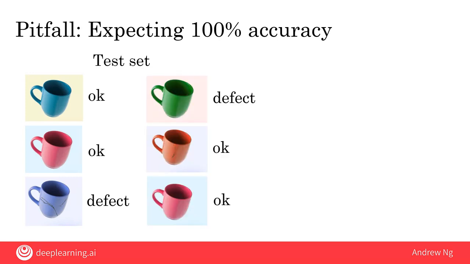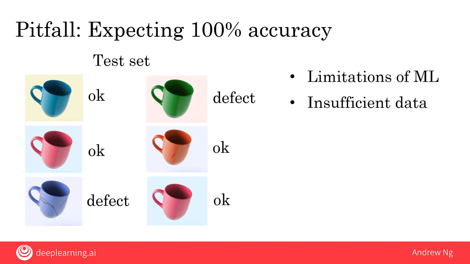Here are some of the reasons it may not be possible for a piece of AI software to be 100% accurate. First, machine learning technology today, despite being very powerful, still has limitations and it just can't do everything. And so you may be working on a problem that is just very difficult, even for today's machine learning technology. Second, insufficient data. If you don't have enough training data for the AI software to learn from, it may be very difficult to get a very high level of accuracy.